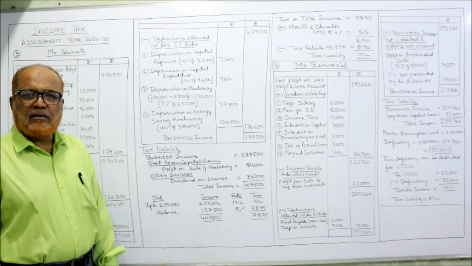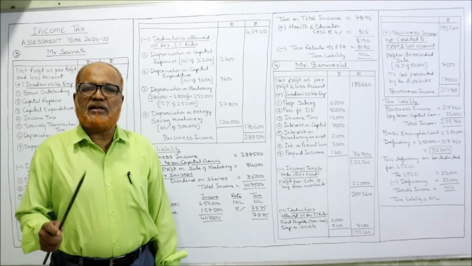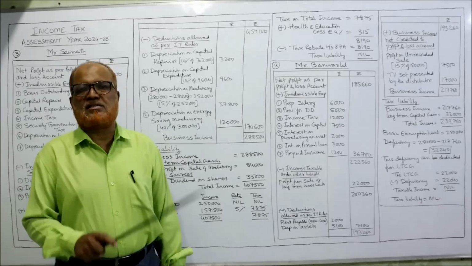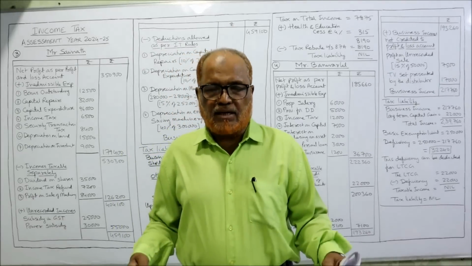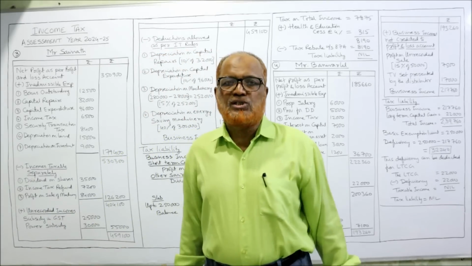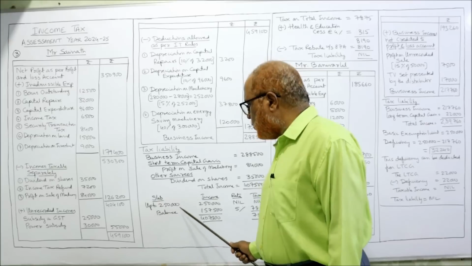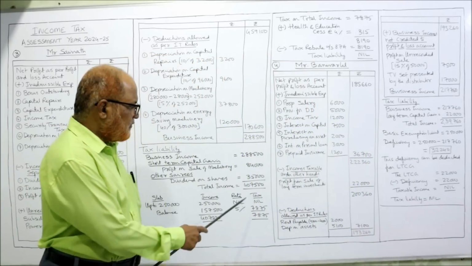Now tax liability. The basic exemption limit is 2,50,000. Assuming that the assessee is a non-senior citizen. Assuming, because it is not given in the problem whether the assessee is non-senior, senior or super senior. So we assume non-senior. Up to 2,50,000 income, tax is nil. Rate of tax is nil.